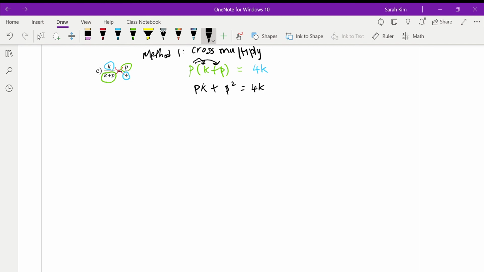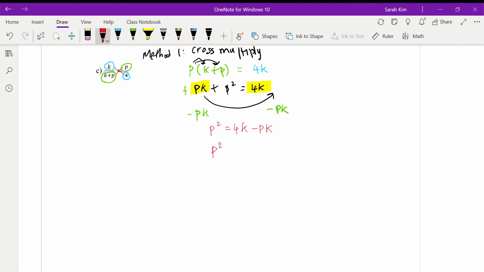Alright, so we're almost there. We just hopefully realize this one has a pk, and this one has a k. So what you actually have to do is put them together. So I want to basically move this one over here. So to do that, there's a plus pk, so I've got to do take pk. Take pk. Alright, so my p squared is going to be 4k take pk. Alright, so they're like terms, meaning I can actually combine them.